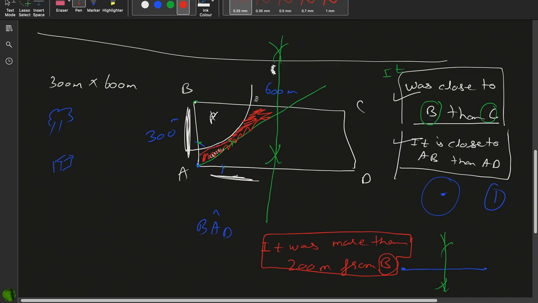Now this region satisfies all three statements, or you may say all three inequalities.